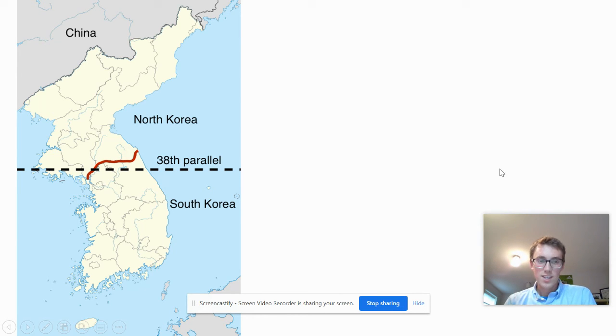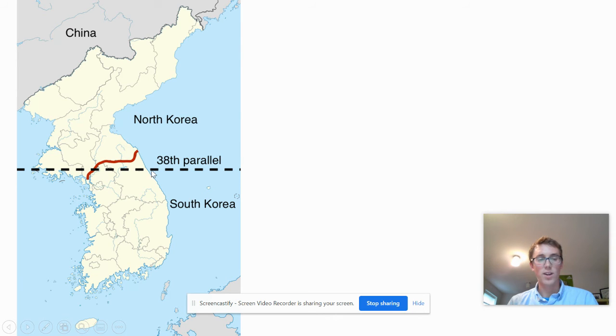A couple examples of latitudinal lines historically. When it comes to partitioning countries, oftentimes the compromise point comes as a latitudinal line. For example, at the end of the Korean War, the major powers said, why don't we just decide to split it around the 38th parallel? It's a nice round number, and it's about right in the middle of the country. So that's what they did.